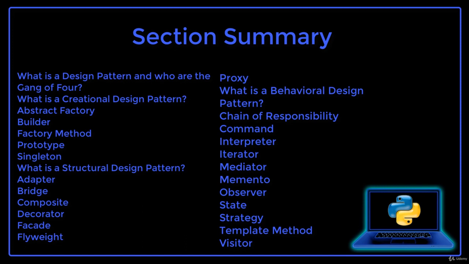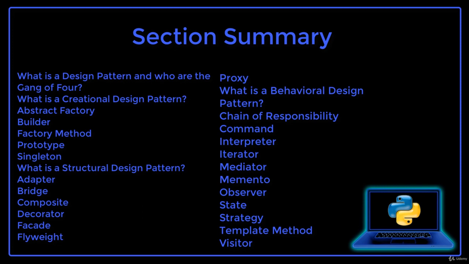The creational design patterns we learned about are abstract factory, builder, factory method, prototype, and singleton. The abstract factory design pattern allows us to create related objects without specifying their concrete classes. The builder design pattern separates the construction of an object from the representation of an object. The factory method design pattern defines an interface for creating an object, but lets subclasses decide which class to instantiate.